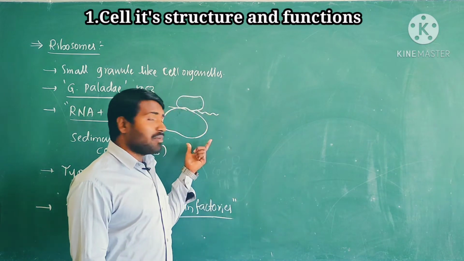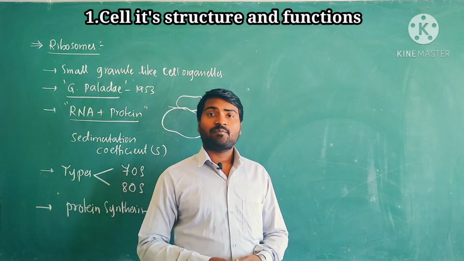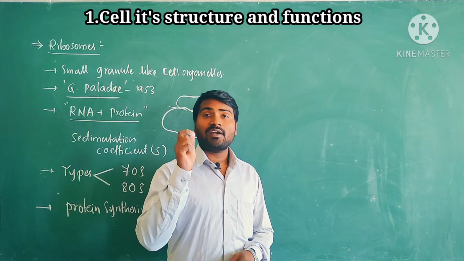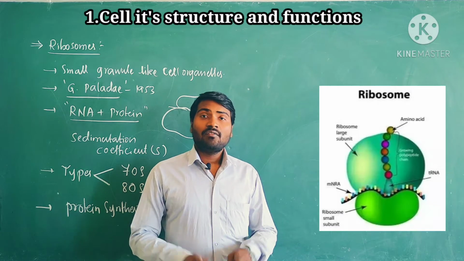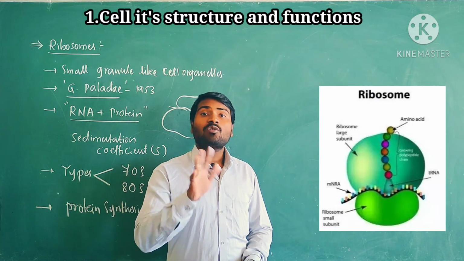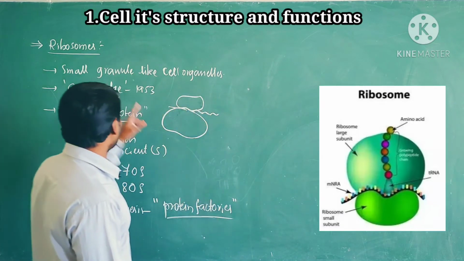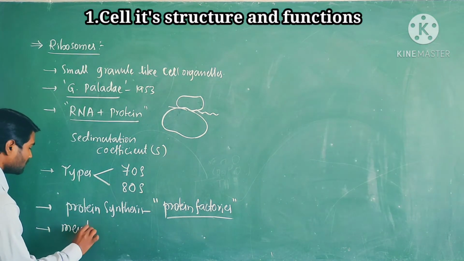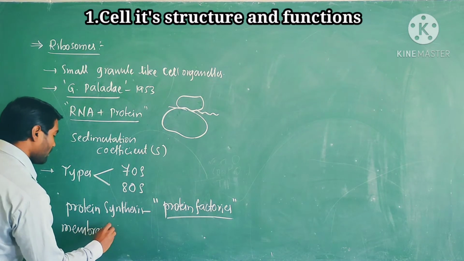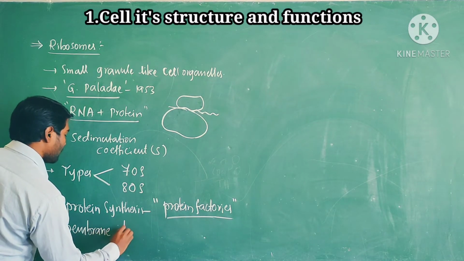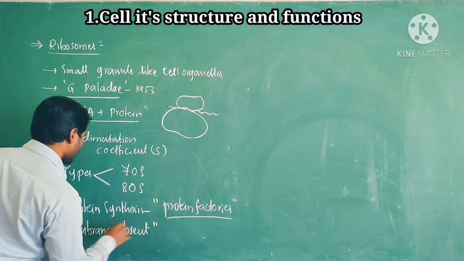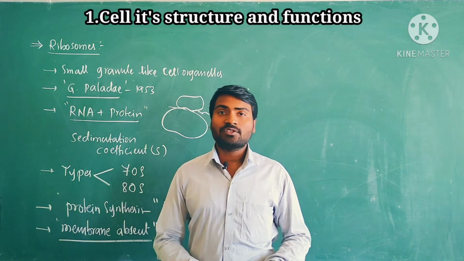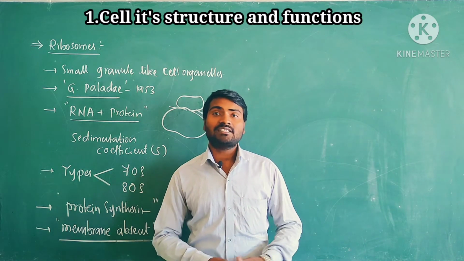Can we see any membrane here? There is no membrane. Membraneless cell organelles. This point is very important for all competitive examinations. Which among the cell organelles are without membrane? Okay, that is ribosomes. Membrane absent. Membraneless cell organelles are called ribosomes. So this is about the structure and functions of ribosomes.